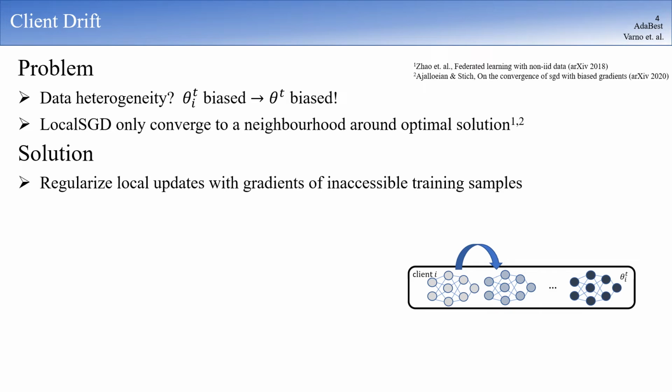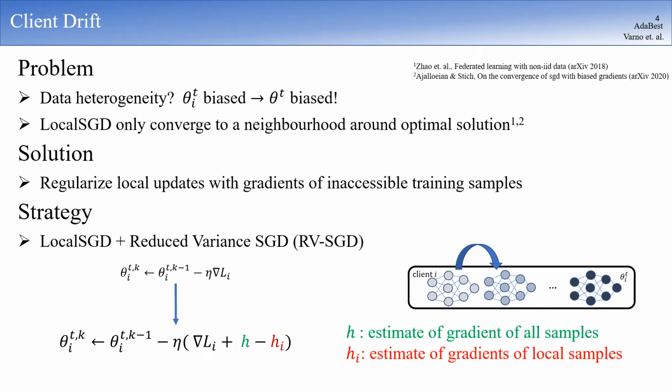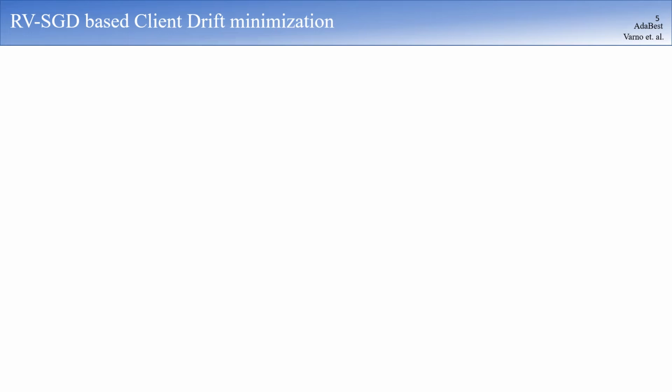One promising technique is to combine reduced variance SGD algorithms with local SGD. The general strategy is to regularize the local updates with an estimate of gradients on other clients. For client i, this estimate can be found by subtracting an estimate of gradients of client i from an estimate of gradients of all the samples on all clients. Now let's see the algorithms that use this strategy.